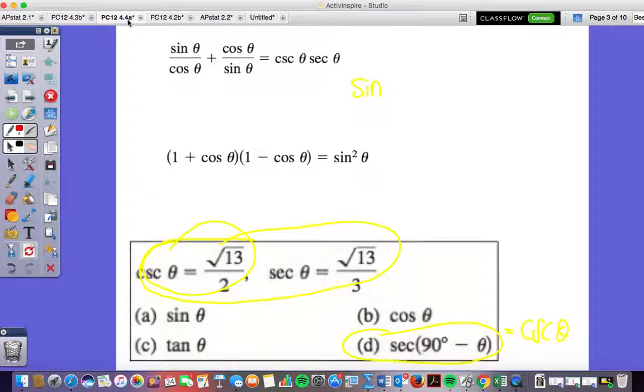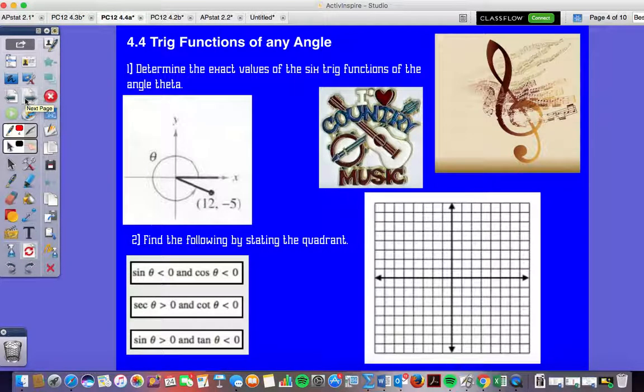Let's go to 4.4. And this right here is kind of our last thing before we go into the review process next week. We might have a little bit left over, but overall, this will be our last thing here. So let's get started. Let's get it rolling.